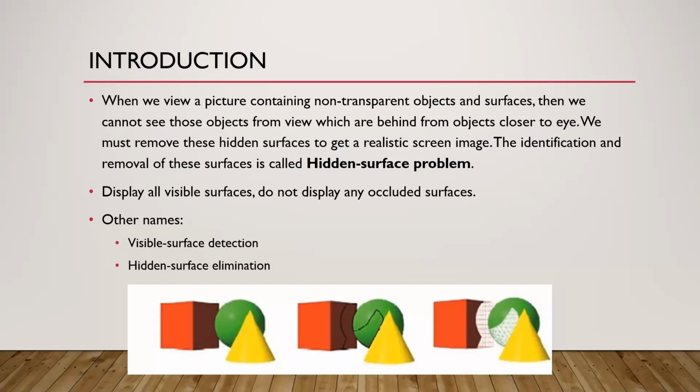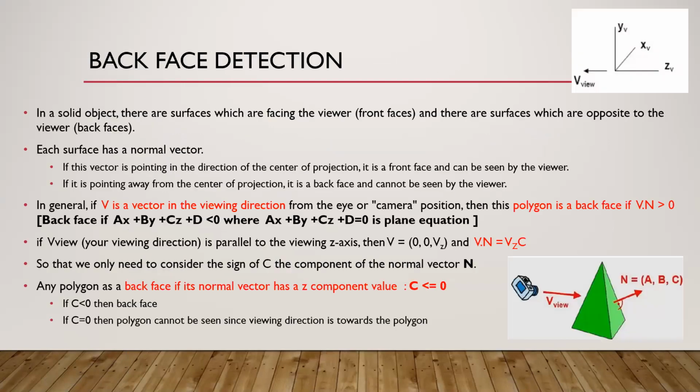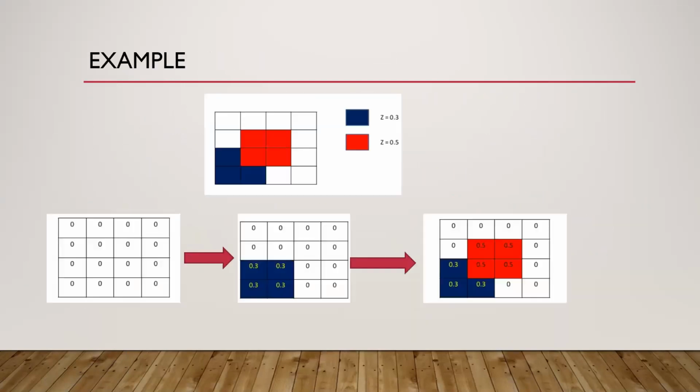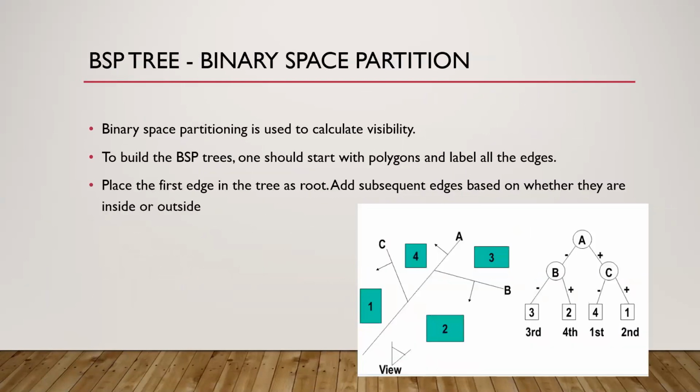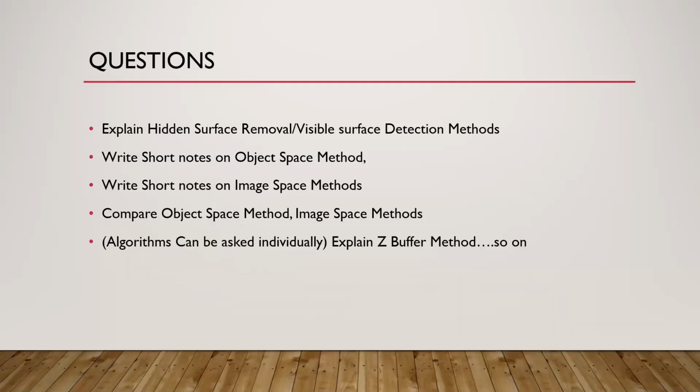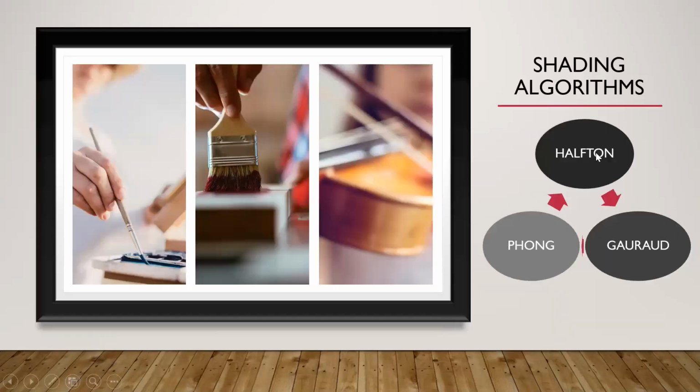Fine. So in the next session we'll be covering shading algorithms, which is again a part of Unit 5, and that is Halftone shading, Phong shading, and Gouraud shading, which will be covered in the next session.